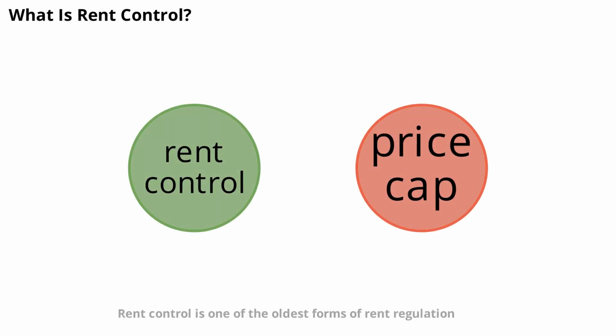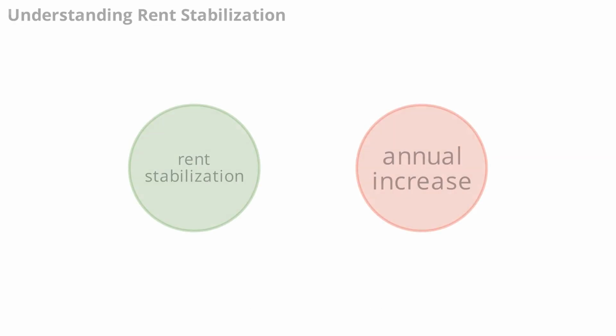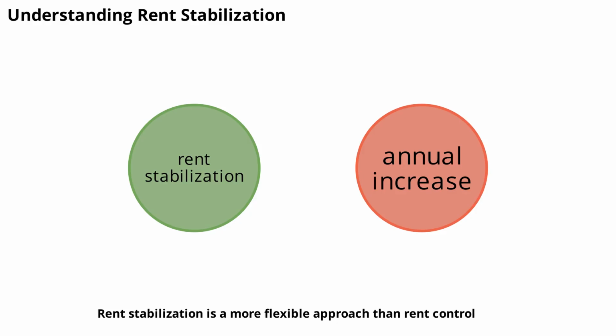Rent control is one of the oldest forms of rent regulation. Under rent control, the government sets a cap on how much landlords can charge for rent and how much they can increase it each year. These rules often apply to older buildings or those built before a certain date. The idea is to protect long-term tenants from being priced out of their homes. However, rent control can also limit a landlord's ability to cover rising costs, which is why it's often a topic of debate.